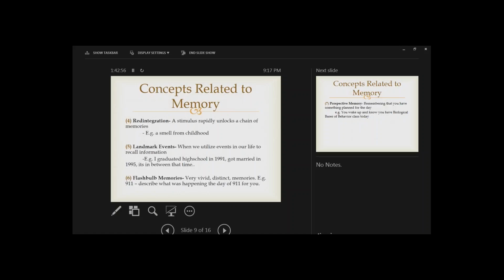What it is, is a stimulus rapidly unlocks a chain of memories. So a smell from childhood, for example. You could be visually looking at certain things and all of a sudden, boom, it pops in and now you're remembering everything, and that memory leads to that memory and leads to that memory. And all of these unlock a chain of memories.